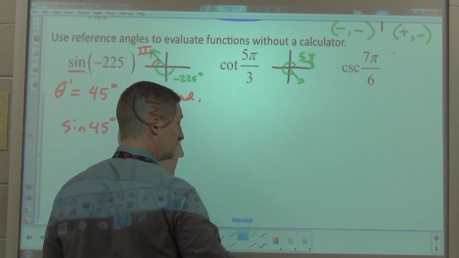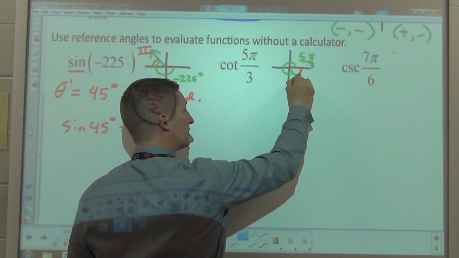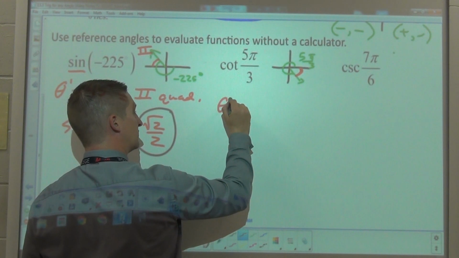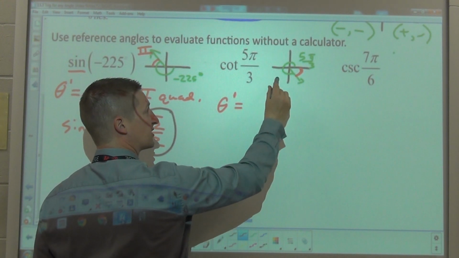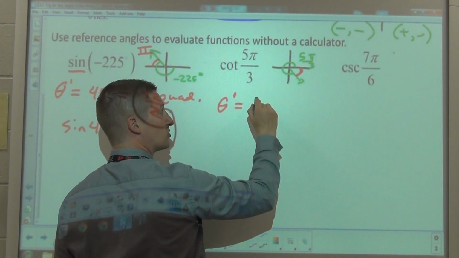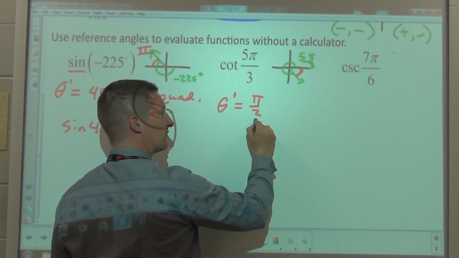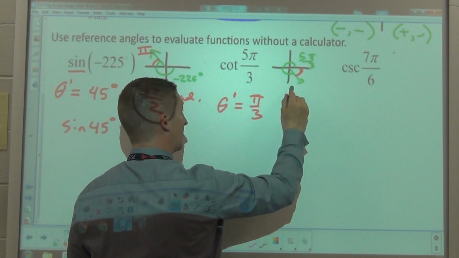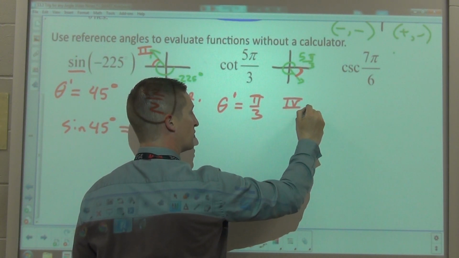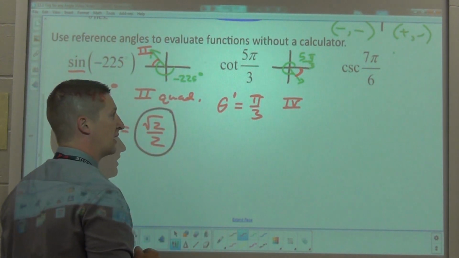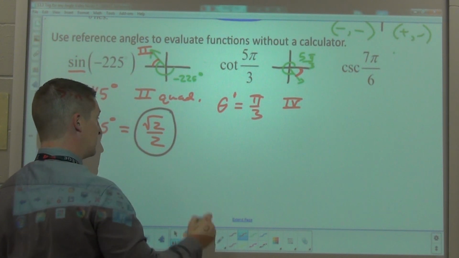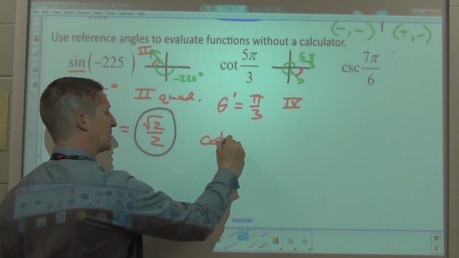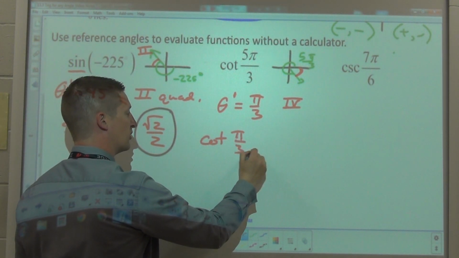Now, my reference angle was right here. So my reference angle is going to equal what's left. Well, 6/3 would be all the way around, and I came up a little bit short, 1/3 short, in fact. So 1/3 pi will be my reference angle. Quadrant, I'm in the fourth quadrant. That's an important thing to remember as we continue to move on here. So then, I evaluate the cotangent of 1/3 pi.